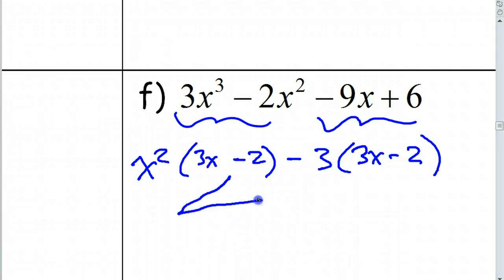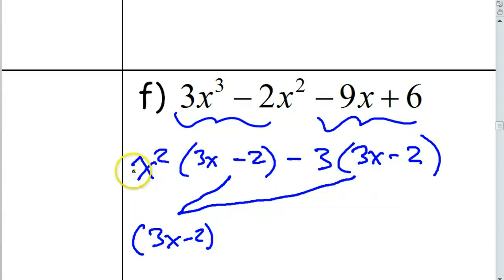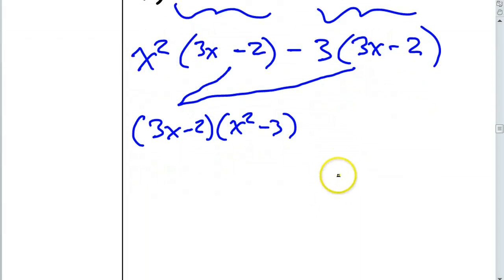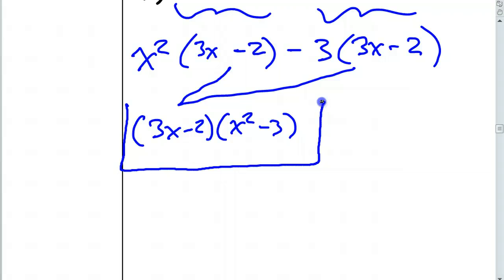Okay, so I take that common factor and I like to put it out front. So I put my 3x minus 2 out front. All right, that leaves the x squared minus 3 behind. Now, is this the final answer or can I factor more? That's it. We can't factor x squared minus 3 or anything like that. So that is the final answer.